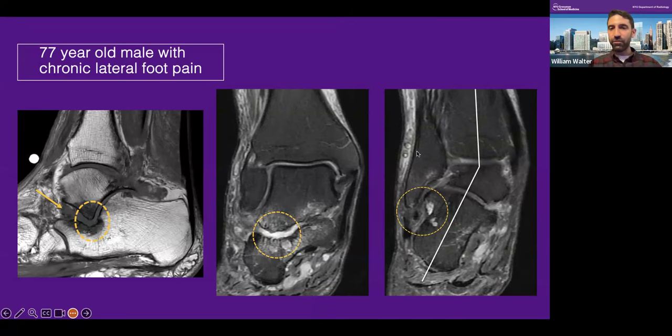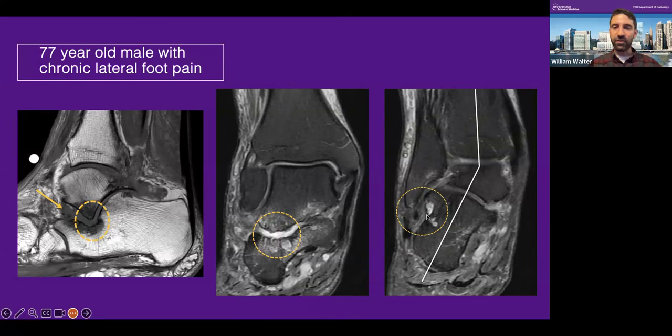The fibula here, shown on this coronal image, is actually touching down on the lateral wall of the calcaneus, a very abnormal configuration if you think about it. These are the peroneal tendons, just distal to the fibular tip here. These can get impinged between the bones.